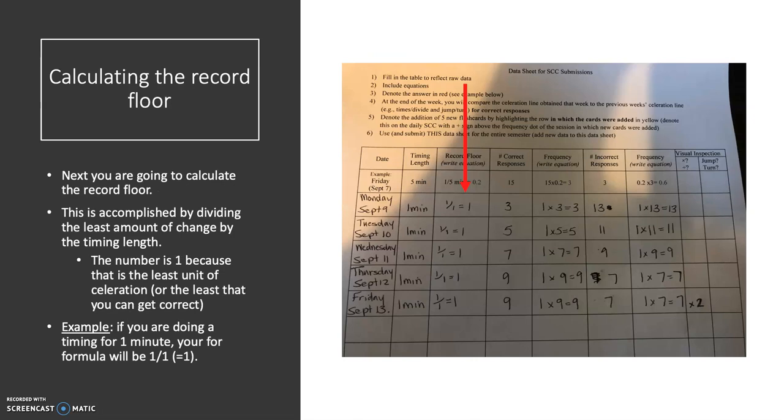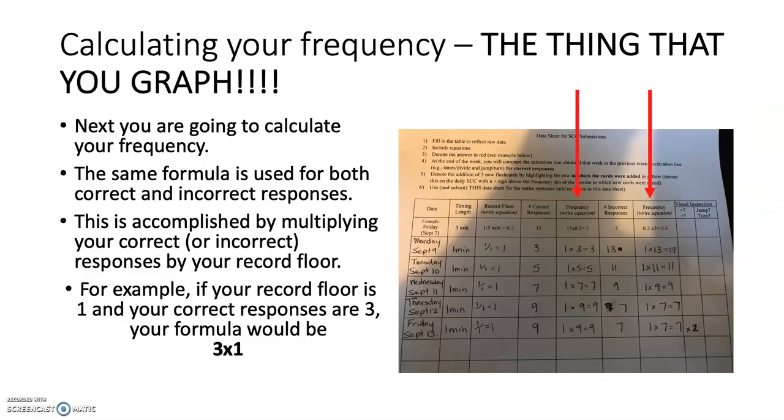Next, you are going to calculate the record floor. The record floor represents the lowest possible of non-zero results that you can get on the assessment, or the least amount of non-zero change that can occur. So if the record floor is 1, we can measure changes in the frequencies as small as plus or minus 1. Calculating the record floor in standard acceleration charts allows us to see proportional change in a behavior or skill. That is, changes in frequency between 1 and 5 will have the same slope as changes between 10 and 50.